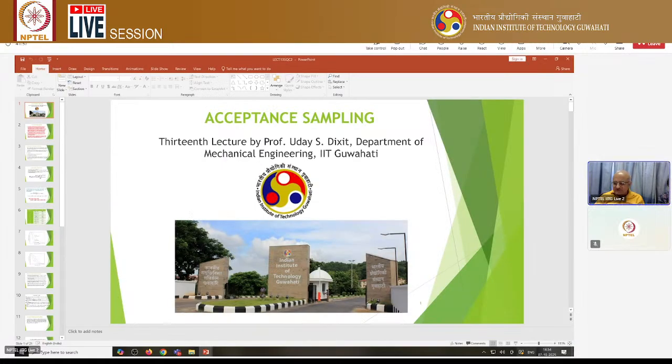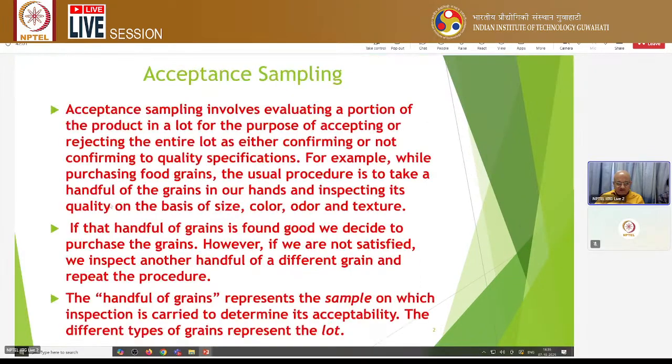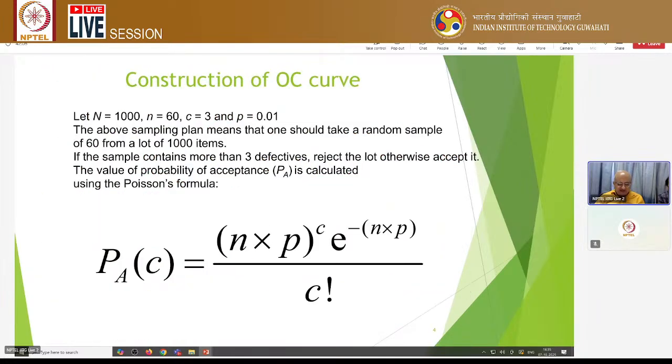Acceptance sampling. Acceptance sampling is a probability-based technique. That means you have some lot, and in that there are defectives, but in a random way you take some samples, and then after that you see whether the number of defectives is increasing or not.